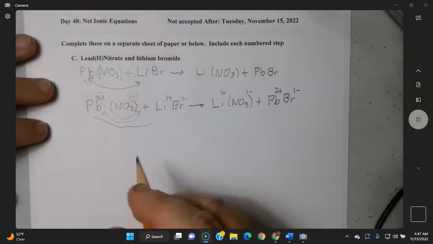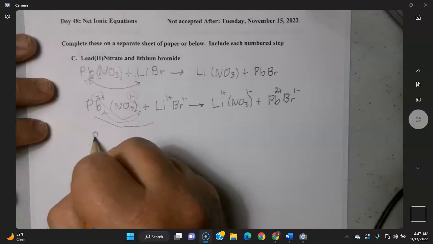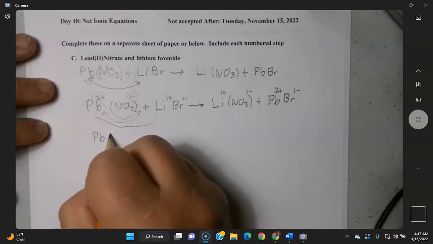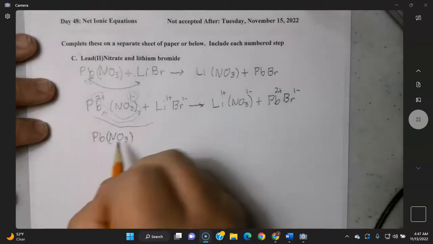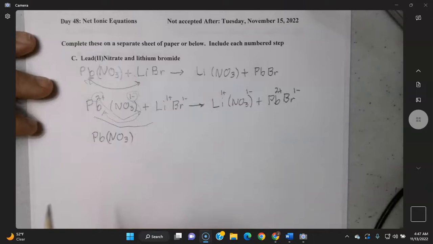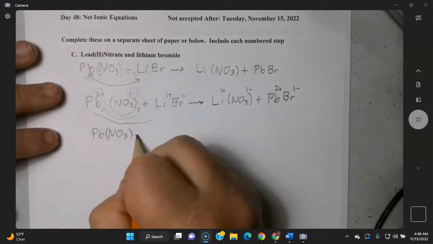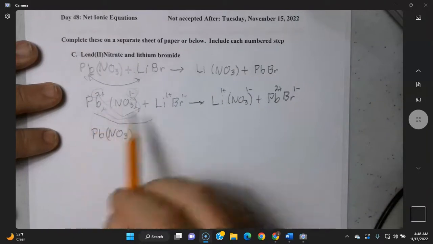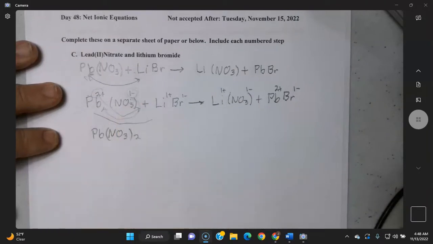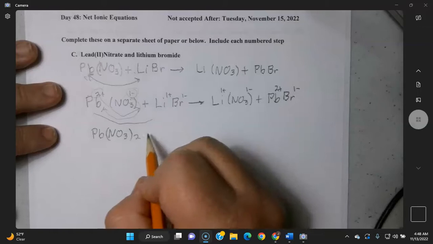So it's Pb, 1, NO3. Now the way you have to write this, because there's 2 now, the 2 comes over here, that's where you have to have the parentheses. It's not optional. You have to put a parenthesis, it's NO3, and then there's 2 of those. So you need 2 of the NO3s to match up with the 1 Pb.